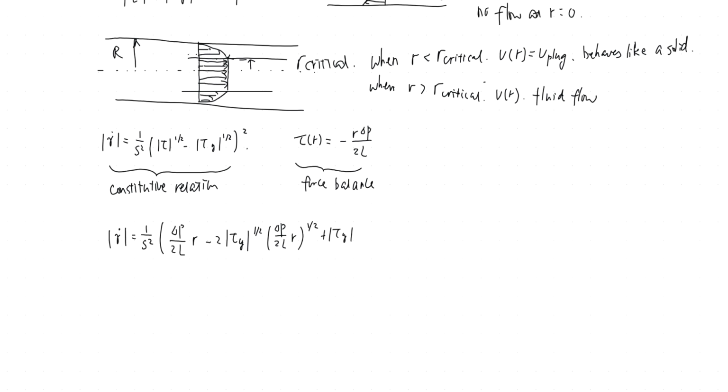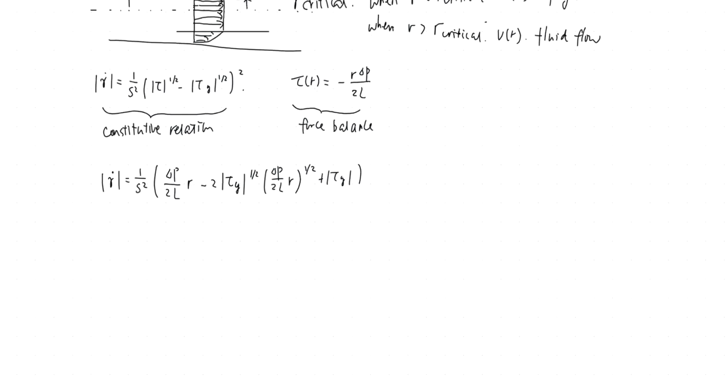This is what you get. Now, by definition, gamma dot is dv_z/dr. So we know that this is negative. Gamma dot is negative for pressure-driven hyperflow.